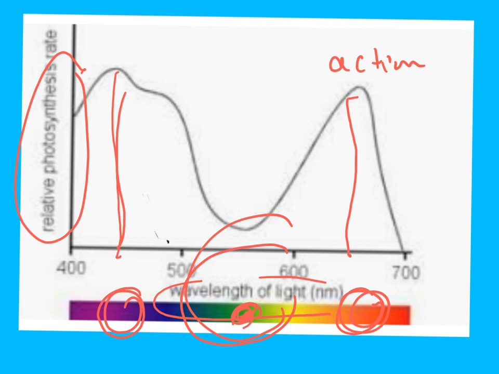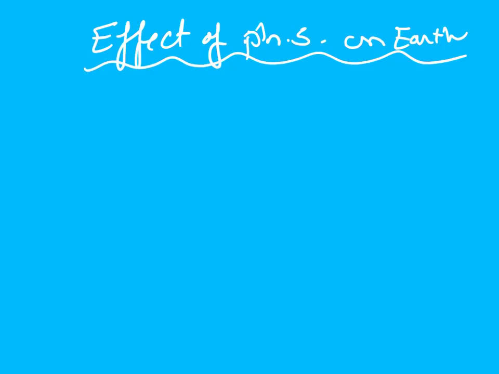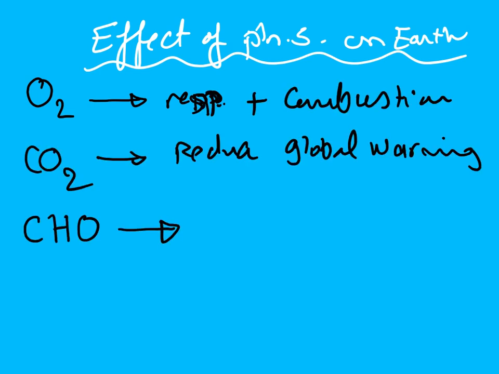And then in our lesson, we have a part on the effects of photosynthesis on Earth. When the green plants carry out photosynthesis, they produce oxygen. That oxygen is used in respiration and in burning processes. So oxygen is used in respiration and combustion. Carbon dioxide helps to reduce global warming and also keeps the balance between the levels of oxygen and carbon dioxide in the atmosphere. Oxygen level now is about 20%, while the carbon dioxide is 0.04%.